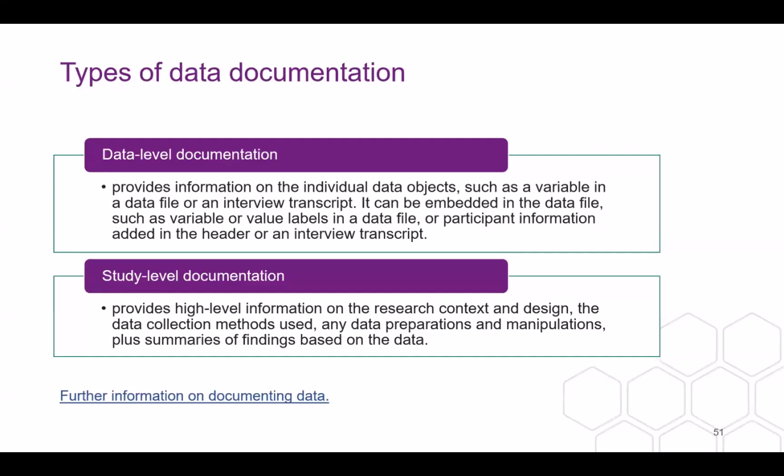So here at UK Data Service, we like to separate data documentation into two main types: data level documentation and study level documentation. Data level documentation provides information about individual data objects, such as variables in a data file or details about interview transcripts, while study level documentation gives high level information about the overall data collection, including the research context and purpose. And you can find more information on our website.